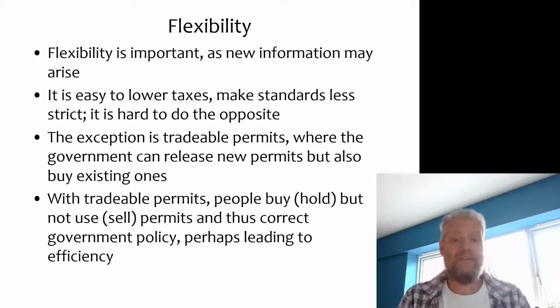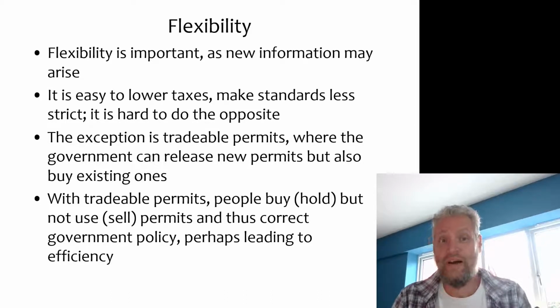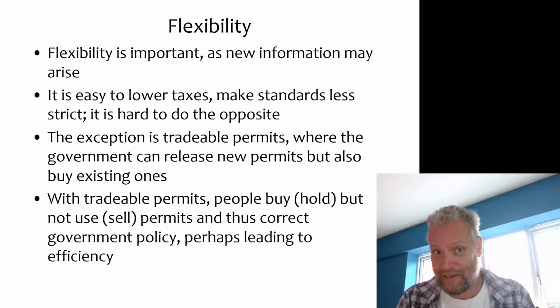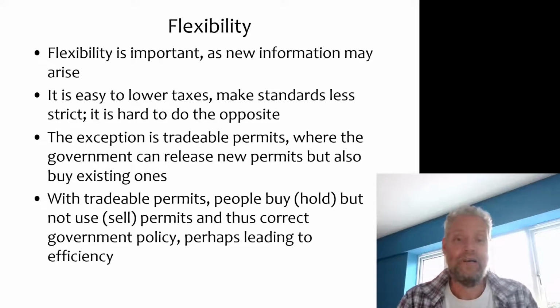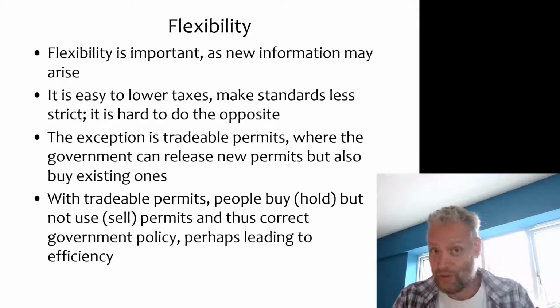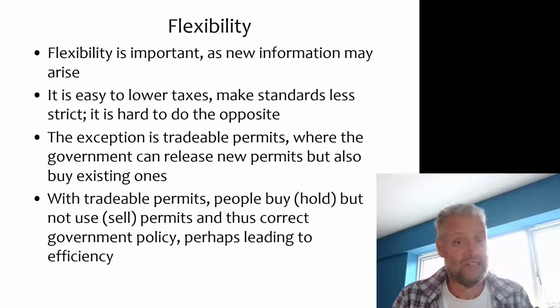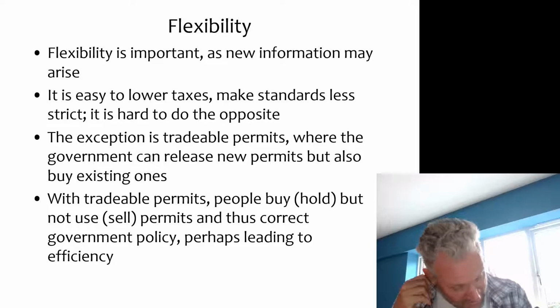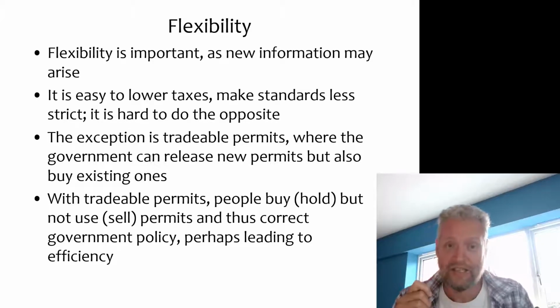Flexibility is our next criterion. Why is flexibility important? Because we are uncertain about a great many things, and new information always arises. It may turn out that the situation is a lot worse than we thought. It may turn out that things aren't as bad as we thought, and that means that you have to adjust your regulation.